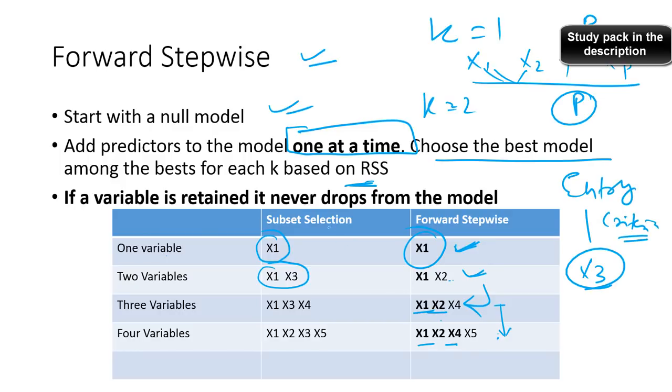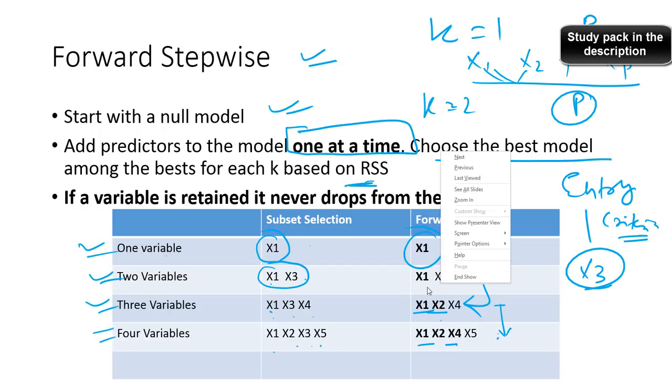But that's not the case in subset selection. In subset selection, you can see variables having different selection. Like in the one variable case you have x1, in the two variable case you have x1 x3, in the three variable case you have x1 x3 x4, in the four variable case you have x1 x2 x3 and x5. So what happens is that a variable can be part of a model, or it can be not part of the next model. Whereas in forward stepwise selection, if it is there in the one variable selection, it will definitely be there in the two variable selection, right?